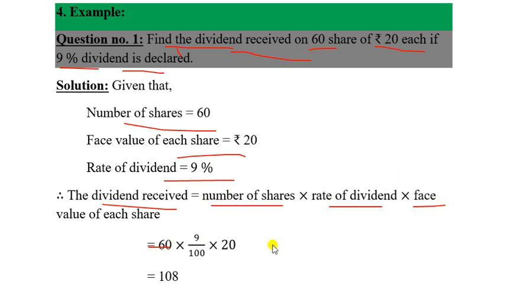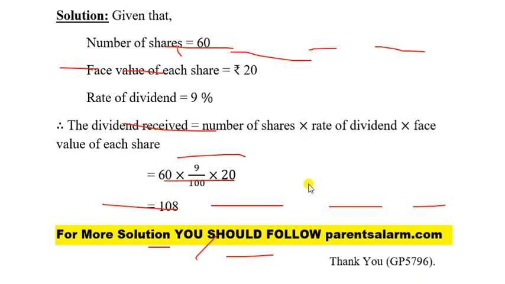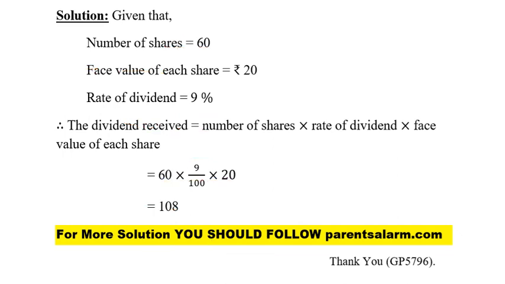See, rate of dividend I am not going to write as a simple figure. We have to write 9 by 100. Remember that: 9 by 100 into 20. If you calculate, then we will get 108. So we have to use the formula in this way. You have to use all the formulas in this way. So first you have to read the given question at least two times, then you have to try to solve it.